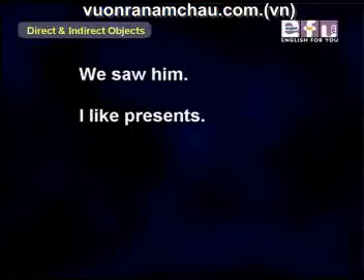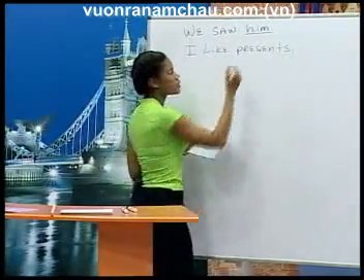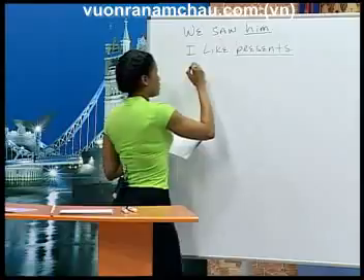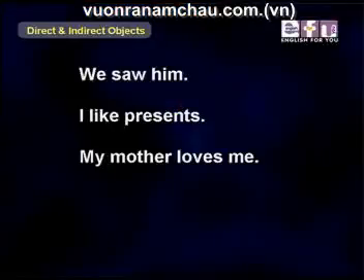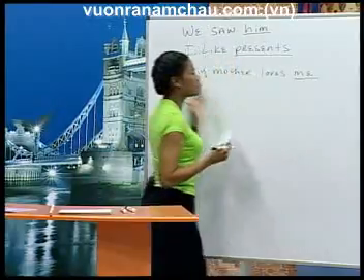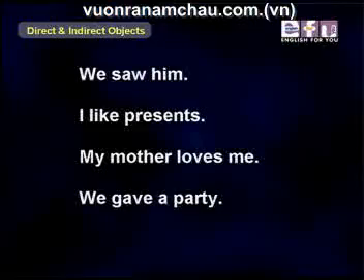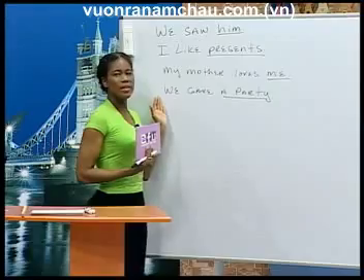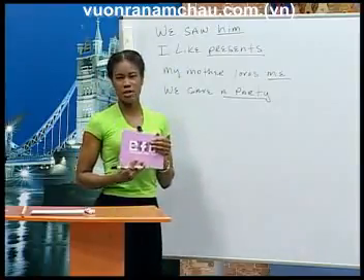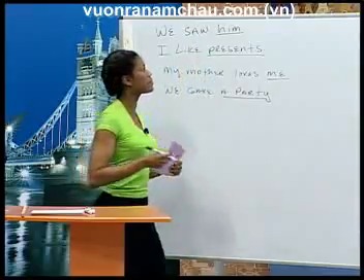I like presents. What do we like? Presents. Object of the verb like. My mother loves me. My mother loves what or whom? Me. My mother loves me. We gave a party. So let's look at the different parts of speech in these sentences.